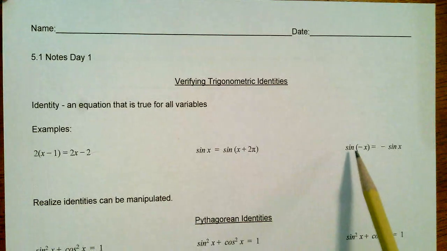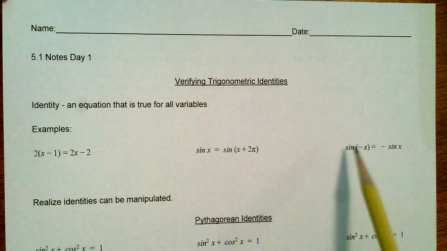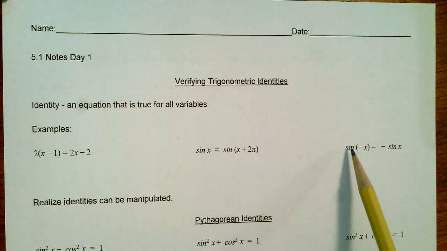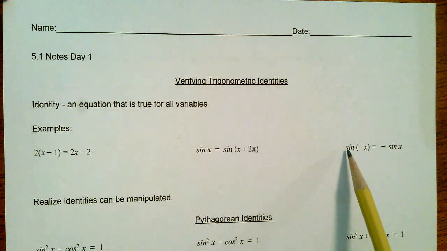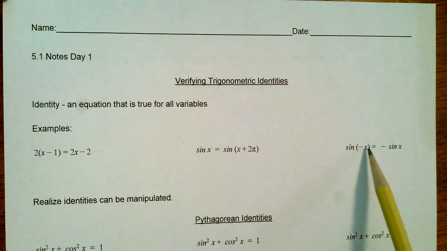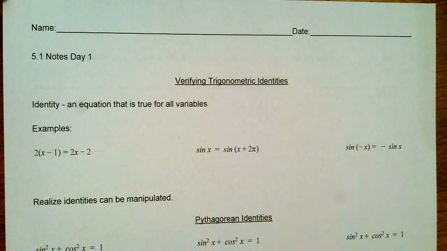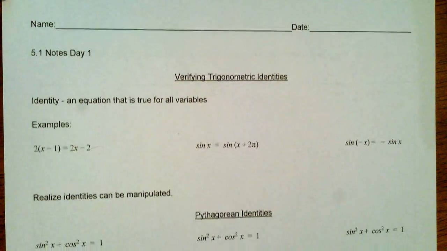Similarly, one of our even and odd properties: sine is an odd function. So if we take the sine of negative x, it's going to be equal to the negative sine of x. So those are all our identities. We know that they are true for all values of x.